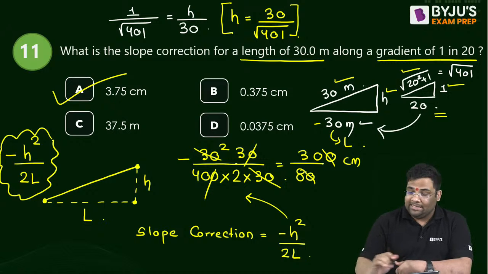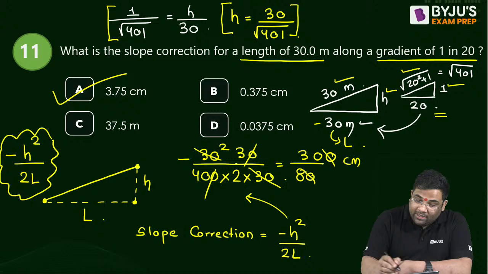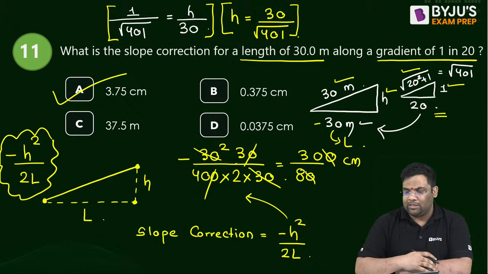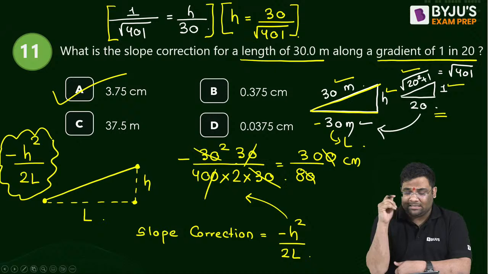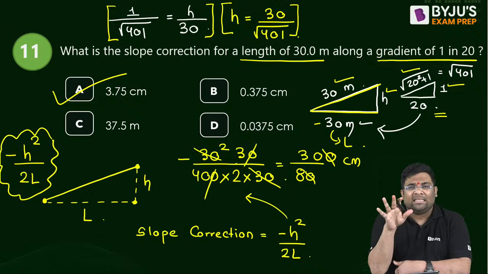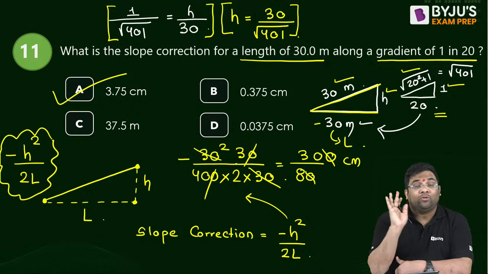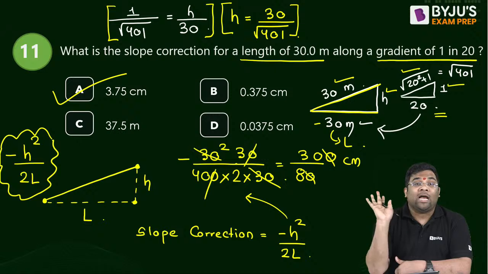Take similarity: the gradient is 1:20, so 1 by root under 401 is equal to h by 30. You can approximately take both these lengths as 30 only, because the height difference is very small. Understood? This is a standard type of question which they can ask, and no calculator is required for such questions.